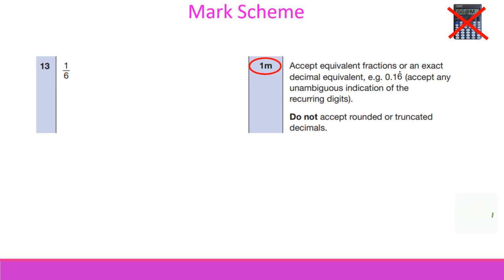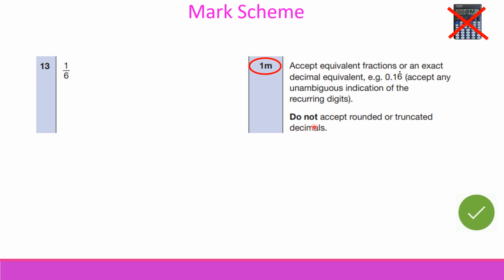1M means 1 method mark. It does say on the right hand side that accept equivalent fractions or any exact decimal. So 0.16 recurring, which means 0.166666 with loads of 6 afterwards, will be given as a correct answer. It is unlikely that you will get the decimal equivalent rather than the fraction. I would have thought most children can get the answer of 1/6, and knowing that 1/6 is the same as 0.16 recurring is significantly harder than dealing with the fraction of 1/6.